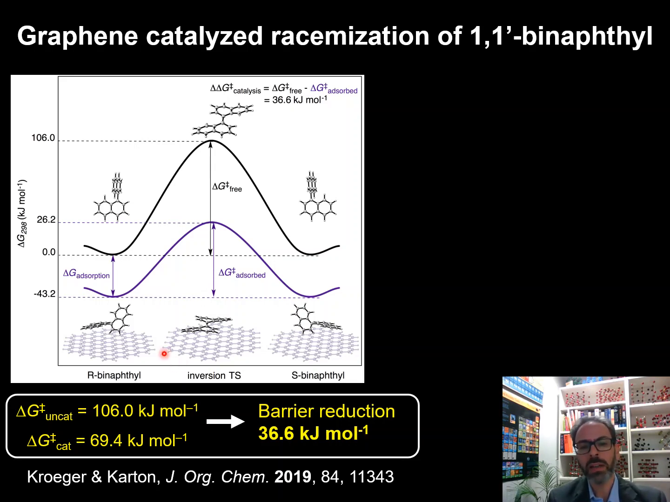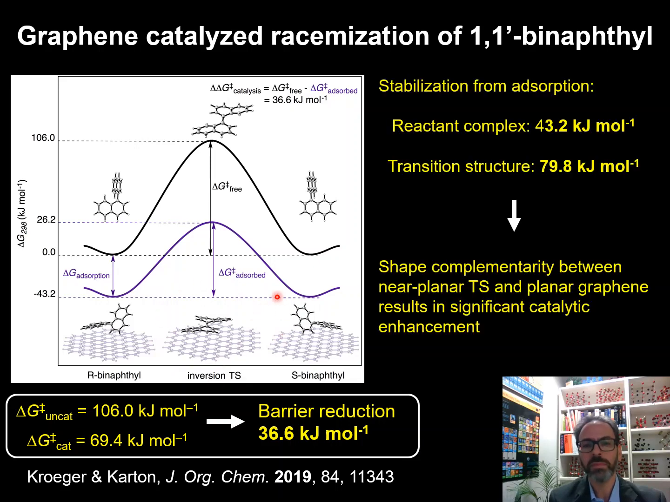So how can we rationalize this reduction in barrier heights? One thing we can look at are the interaction energies between the catalyst and the substrate in the reactant complex and in the transition structure complex. In the reactant complex, these interactions amount to 43.2 kilojoules per mole, and in the transition structure complex, they nearly double and amount to 79.8 kilojoules per mole.